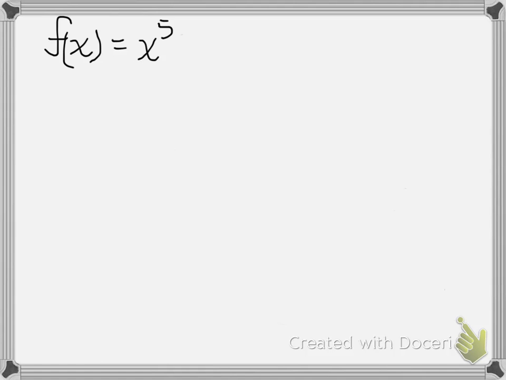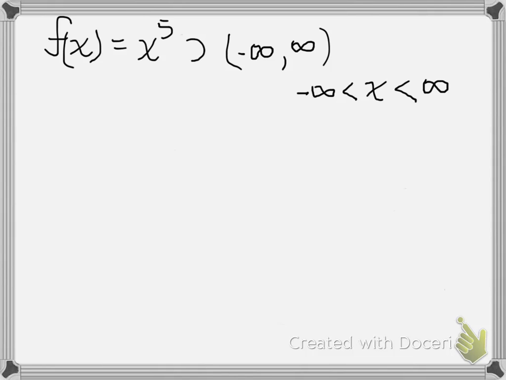So that tells me my x value is from negative infinity to positive infinity, if we wanted interval notation, or maybe it might want it like this. But it means the same thing. Okay? That's our domain.